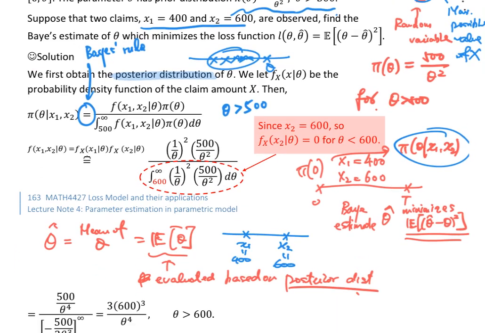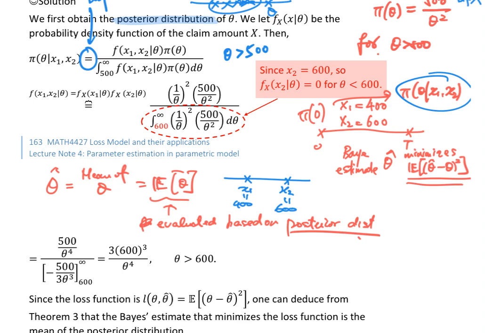Given this, you can immediately conclude that your theta cannot be here, because otherwise it is impossible for you to get this S2. So given S1 equal to 400 and S2 equal to 600, your theta must be somewhere on this side. That means your theta has to be greater than 600. In that case, this posterior distribution will only run from theta greater than 600. That is the first thing you have to be careful about.